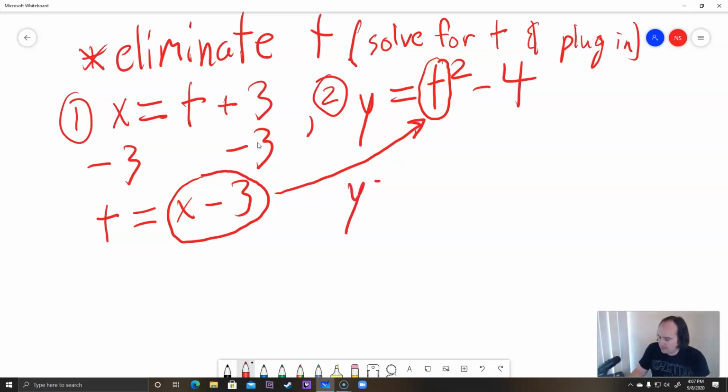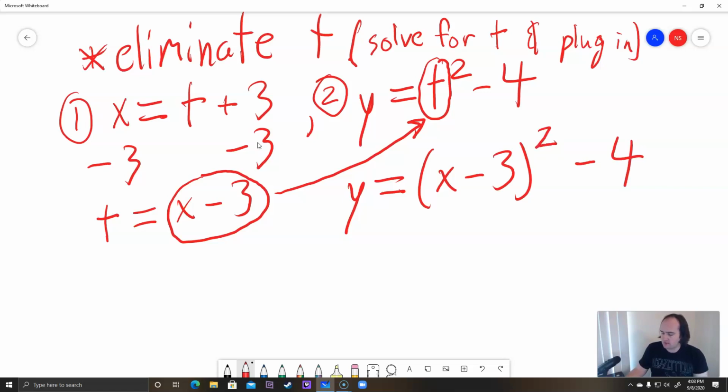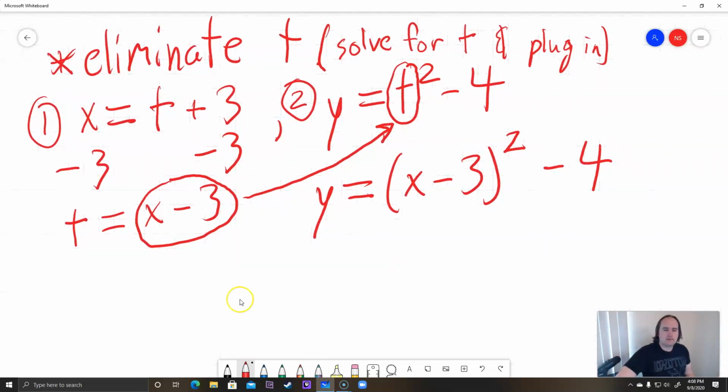That gives us y equals (x minus 3) squared minus 4. It is important that you put parentheses around x minus 3 since it has two terms. Whenever you have more than one term and you're plugging in, you always have to put parentheses around it. So all we did was solve for t in the easier equation, plug that into the harder equation, and get y equals (x minus 3) squared minus 4.